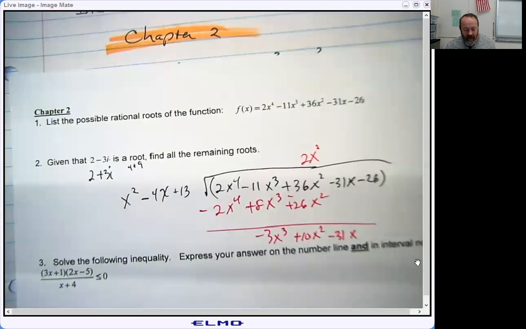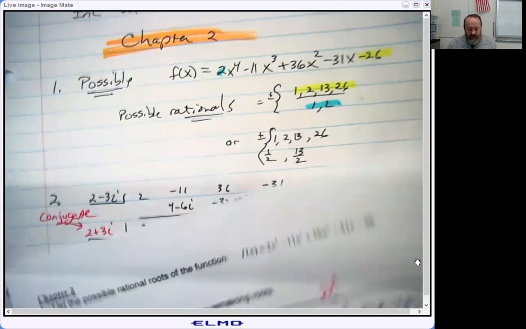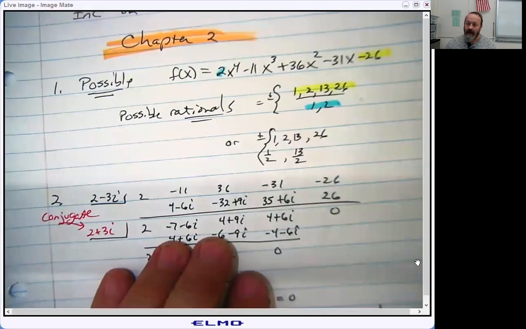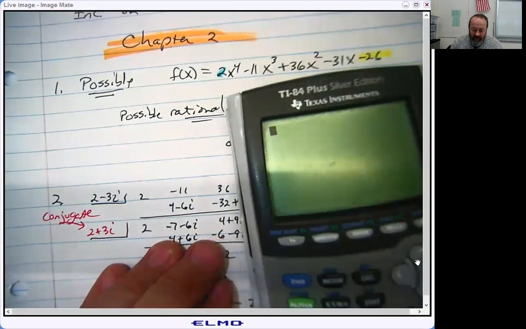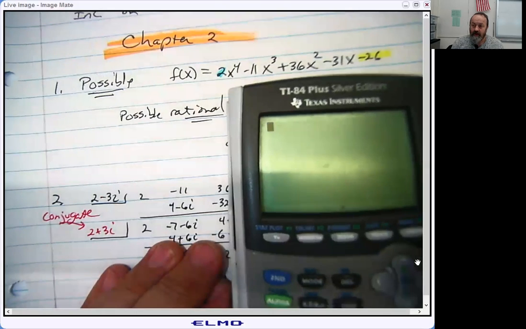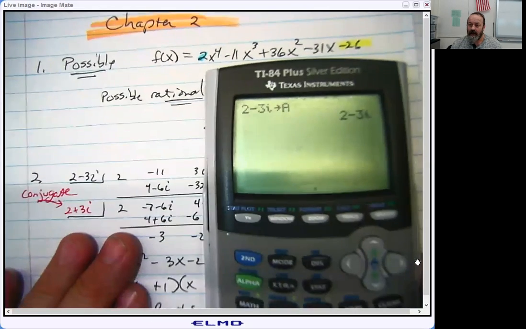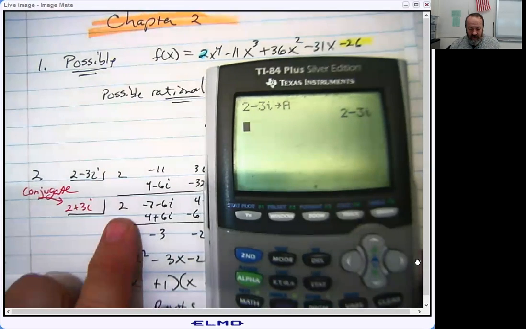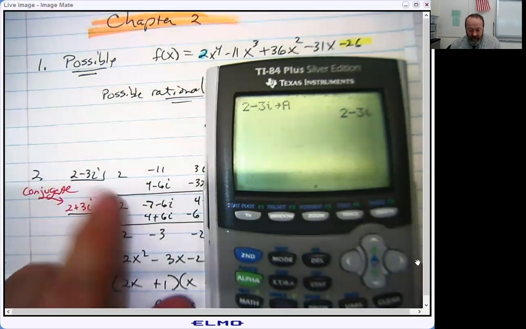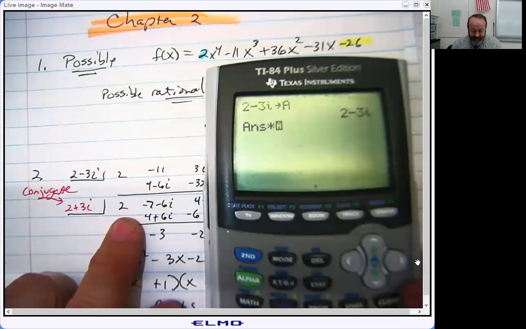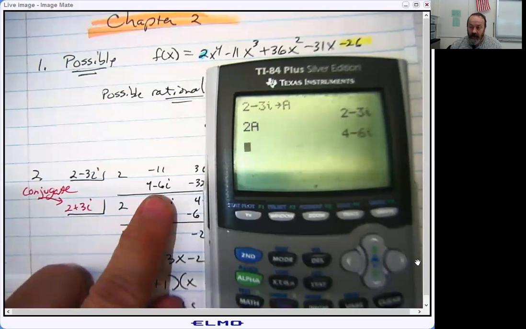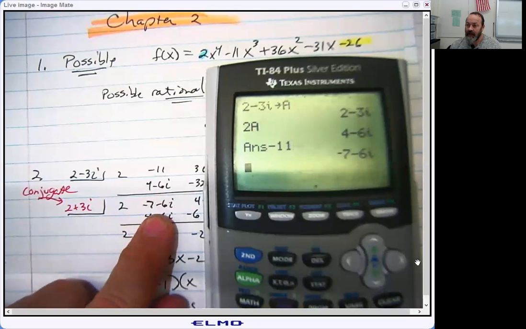What I chose to do instead, just to show the other possibility, is that if I knew that 2 minus 3i is a root, I just took 2 minus 3i and stored that as a in my calculator. And so I can then use my calculator to do this work. We drop the 2 down. And if I multiply 2 by a, that goes right there. I subtracted 11, and I got negative 7 minus 6i.